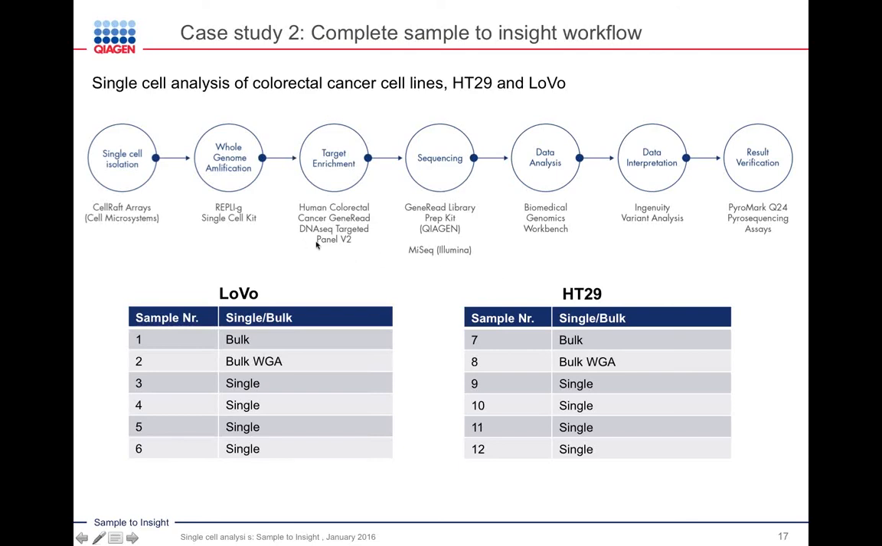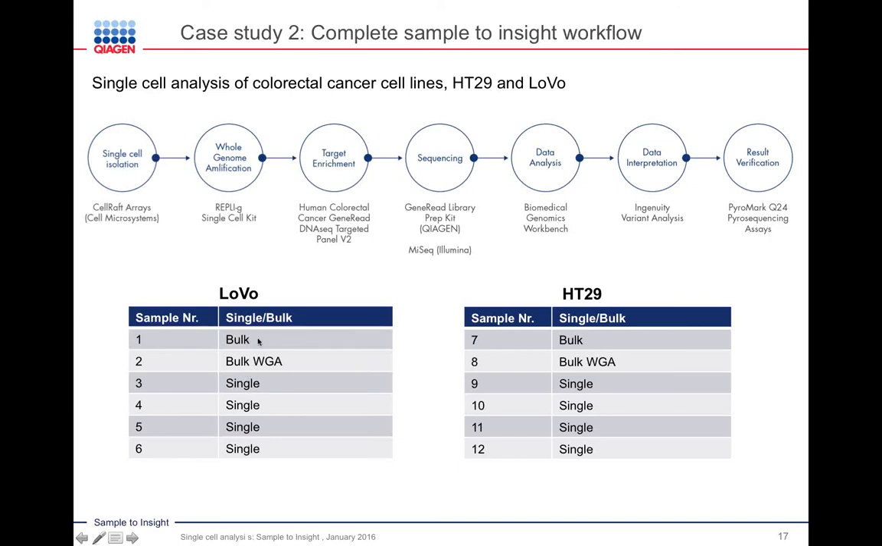And for each of the cell lines, the LOVO and the HT29, we're doing 6 different samples. The first 2 are bulk samples, one that is done as a standard bulk sample and the other that is done as a bulk sample using the whole genome amplification, to see if we're getting any bias other than the bias that we might introduce with single cell amplifications.